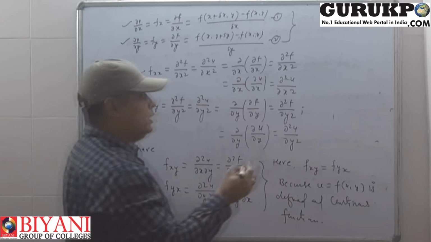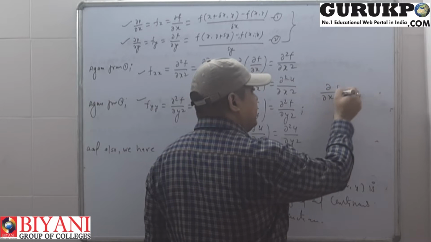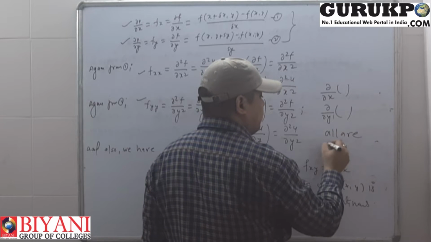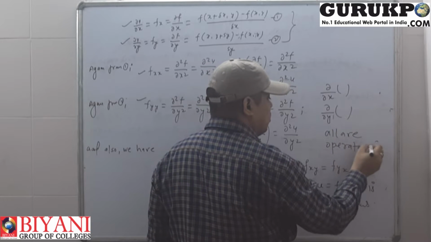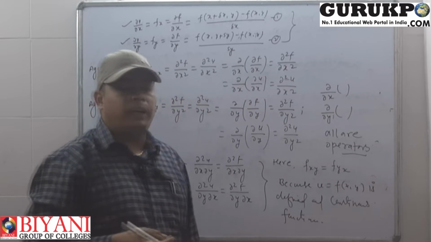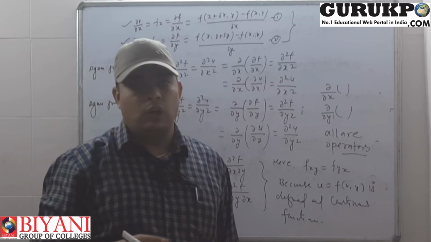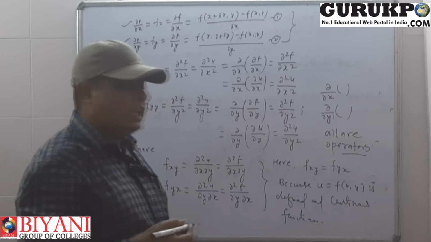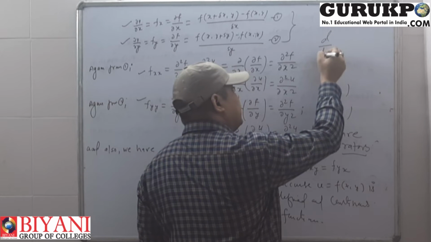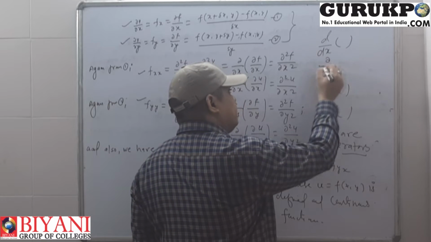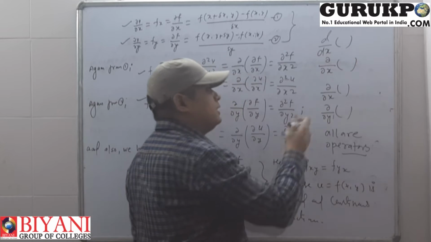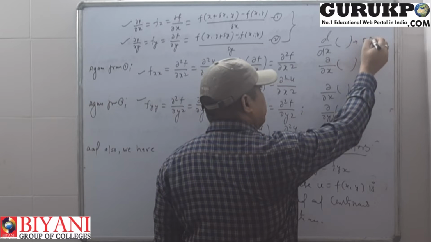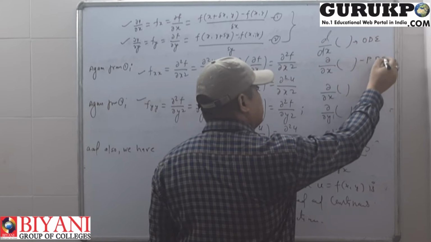Basically, here we note that del by del x and del by del y are all operators, and these operators are known as partial differential operators. As you know, for the total derivative, or for the ordinary differential equation, we have d by dx, but in partial we have del by del x. Basically, this is the difference between the two operators. This is denoted for the ordinary differential equation and this is for the partial differential equation.